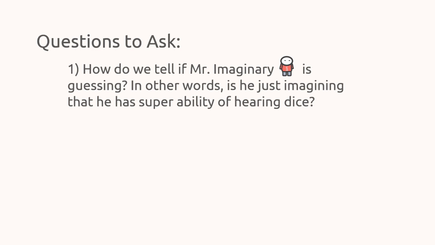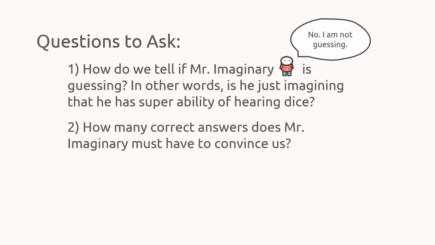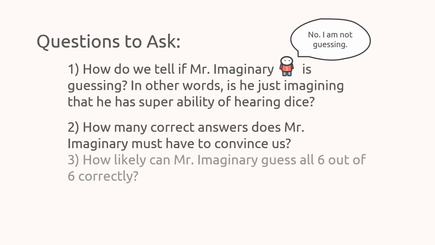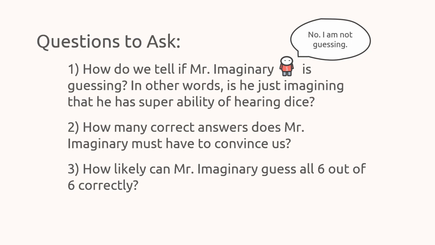So here are a few questions that we can ask. How do we tell if Mr. Imaginary is guessing? In other words, is he just imagining that he has super ability of hearing dice? How many correct answers does Mr. Imaginary must have to convince us? How likely can Mr. Imaginary guess all 6 out of 6 correctly? With probability, we can answer all these questions.